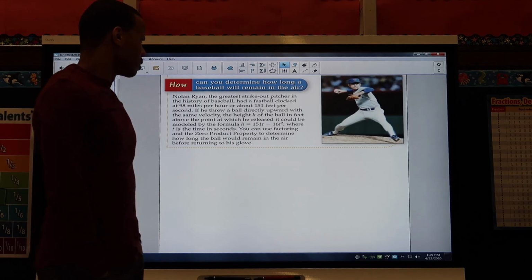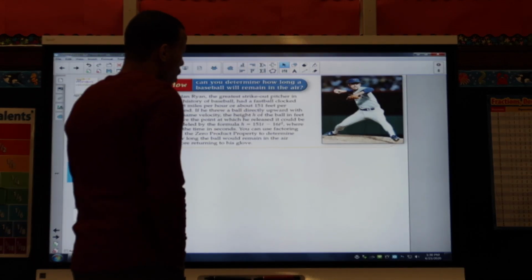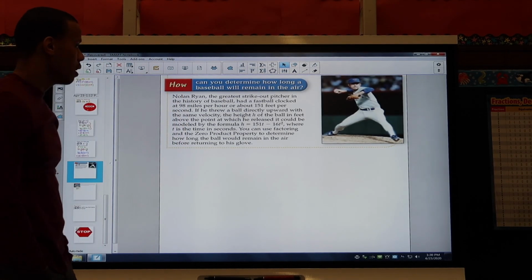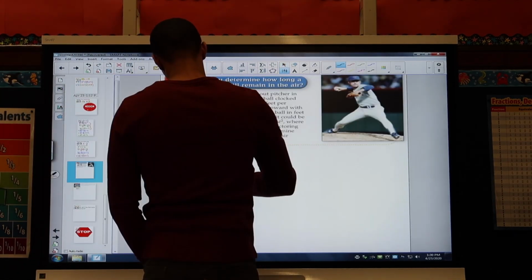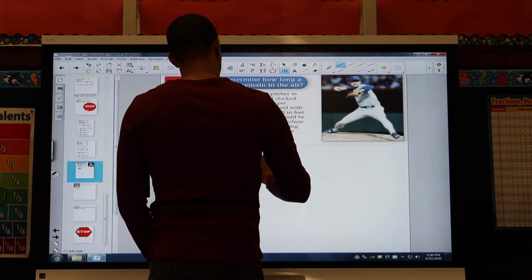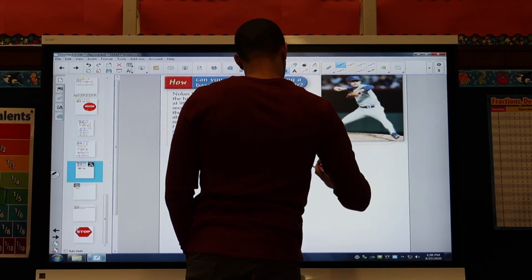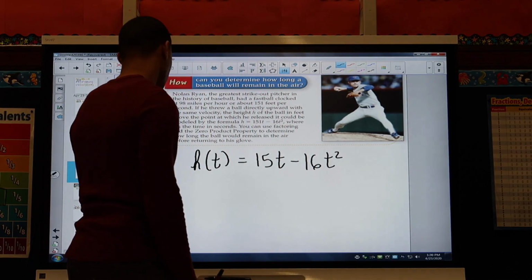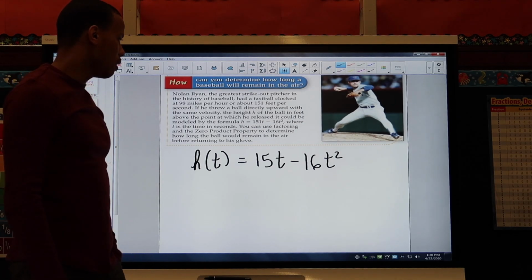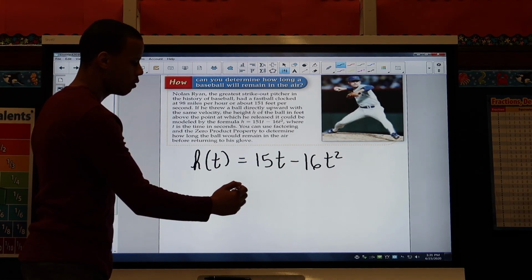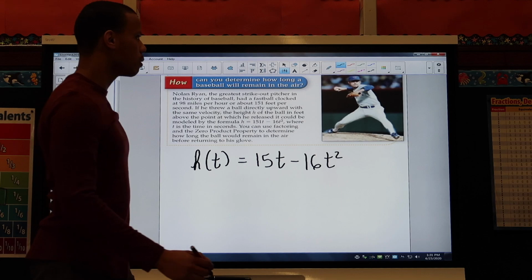Let's do this one. I'm gonna give you a minute to read it. This is actually a problem from the book, so you can kind of like go ahead and read it. So we have, let's start with the function, right? H of t is equal to 15t minus 16t squared, right? So we want to know how long was the ball in the air, right? So what's the height for the ball when it hits the ground? It will be 0, right?